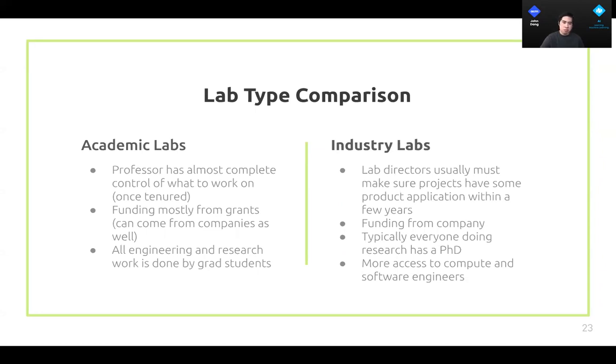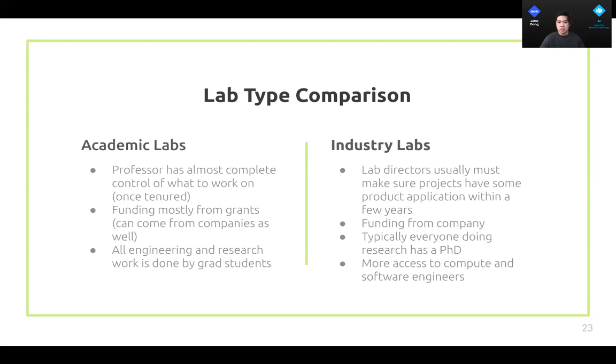One big distinction between the people in academic and industry labs is that the people who do research in industry labs typically have already gotten a PhD or some other graduate level degree, so they already have a lot of experience doing research before. Whereas in academic labs, a lot of these researchers are currently doing their PhDs, so they're currently getting their first few experiences in research.